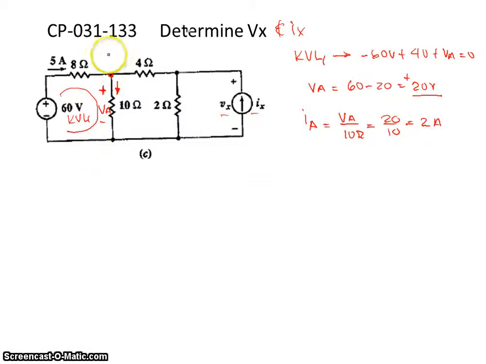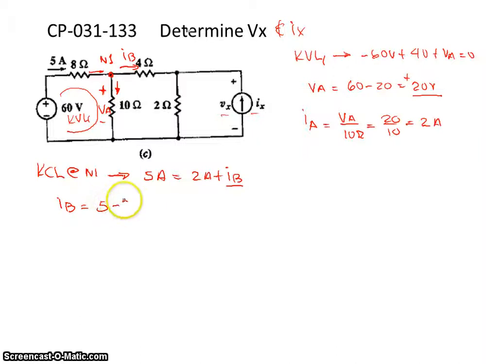Well, if this is node number 1, then I can write a Kirchhoff's current law at node 1, and I see that I have 5 amps going into this node, and I have this 2 amps, and this current that I'm just going to call I sub b, that also goes out. And so now I can solve for I sub b. I sub b then becomes 5 minus 2, that will be 3 amps.